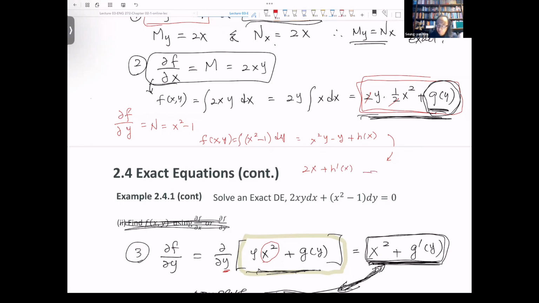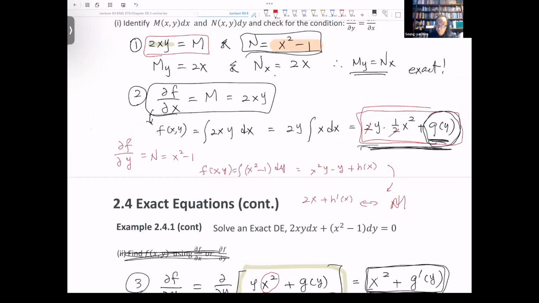And then we need to compare this with m. 2x, I forgot to put y there. M, and in the m, we have 2xy. So in this case, h prime of x equals 0. So this is our answer.